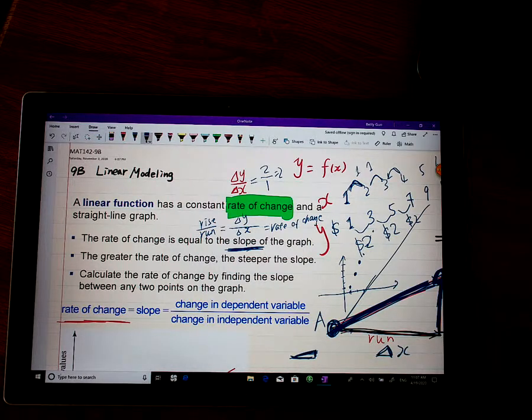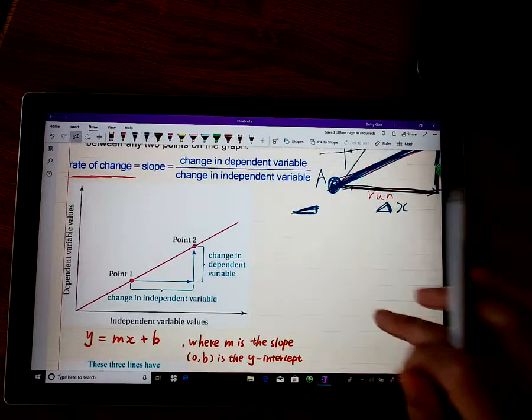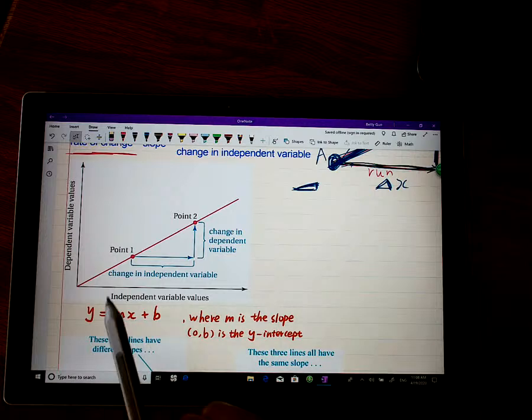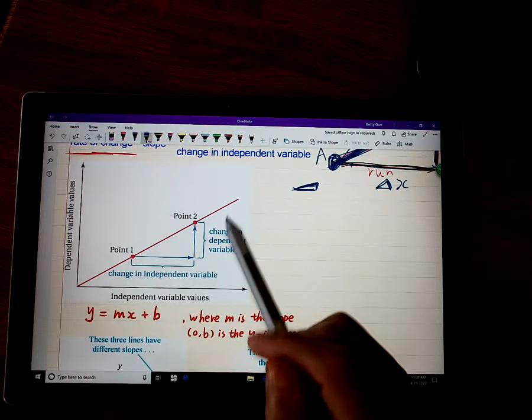Bullet number 3. Calculate the rate of change by finding the slope between any 2 points on a graph. So I'm going to show you the process for finding or computing the value of the slope for a given straight line. The straight line represents the linear function. This graph shows you a linear function.